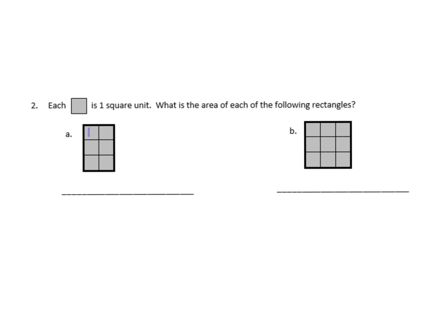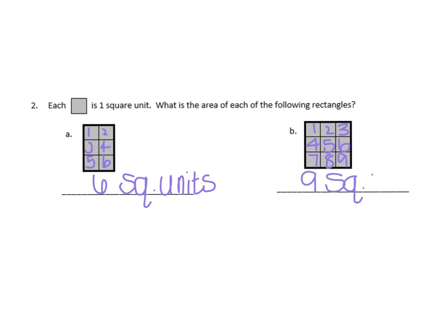So here I have 1, 2, 3, 4, 5, 6. So I have 6 square units. Let's look at letter B. I have 1, 2, 3, 4, 5, 6, 7, 8, 9. So my answer is 9 square units.